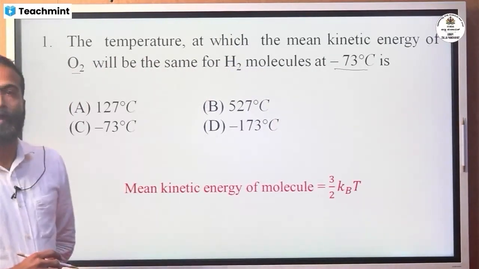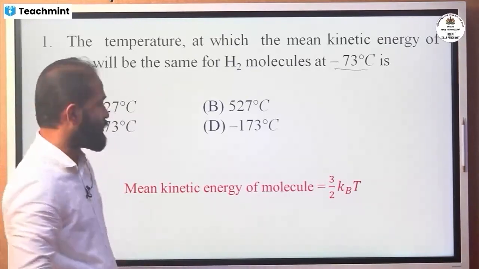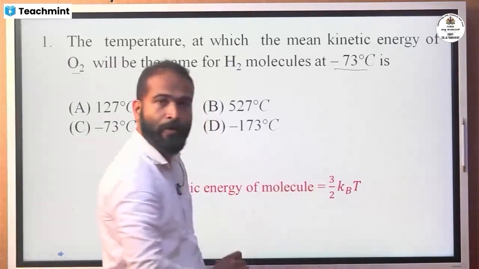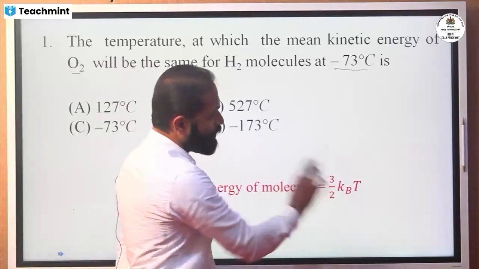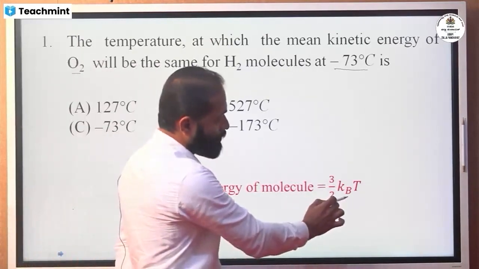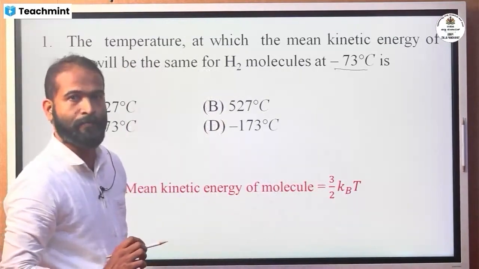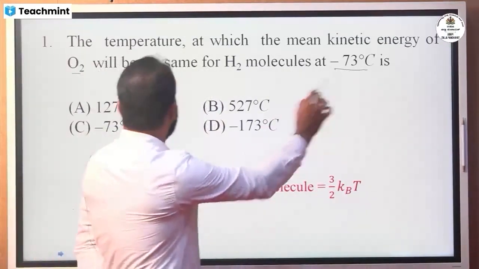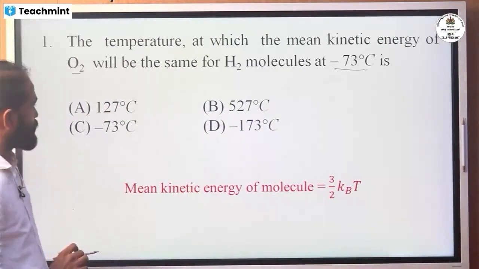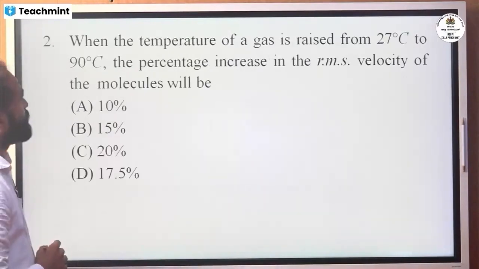We all know that the mean kinetic energy of any molecule, no matter what type of gas it is, is given as 3/2 kB T, where kB is the Boltzmann constant and T is the temperature. So 3, 2 and kB are all constants, and the mean kinetic energy depends only on temperature, nothing else. So the temperature of the oxygen molecule will also be minus 73 degrees Celsius. That gives us the correct option as option C. Let's move on to the next question.